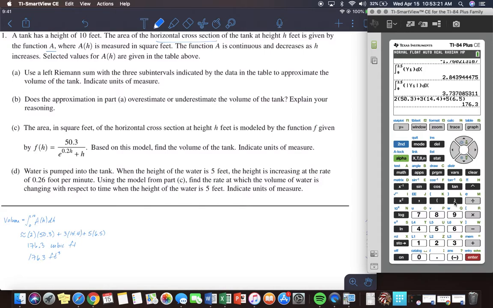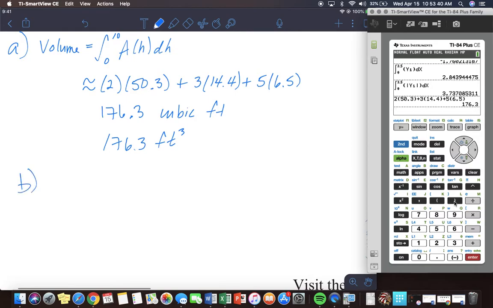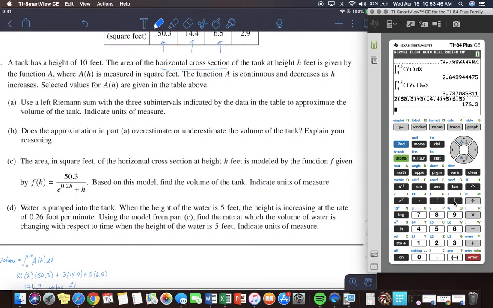And even then, part A is a good review of the left Riemann sum, and even here in part B, it's going to help us, okay? So in part B, does the approximation in part A overestimate or underestimate the volume of the tank? Explain your reasoning. So in part B, because we're using a left Riemann sum, we're going to be using some rectangles. It says it's continuous and decreases.